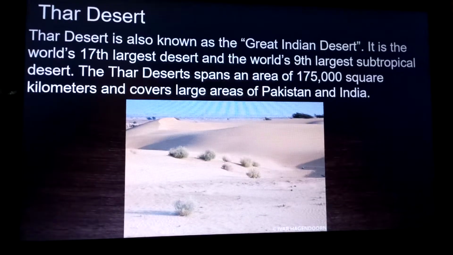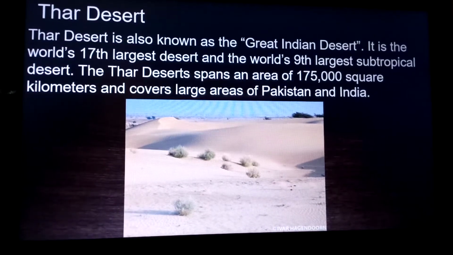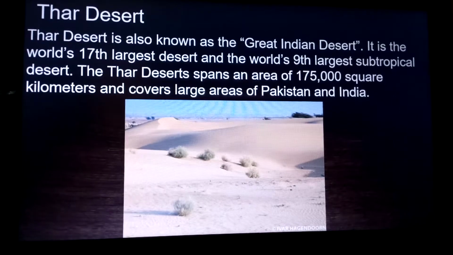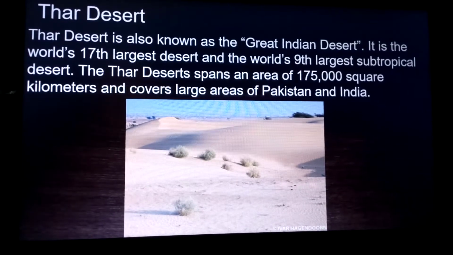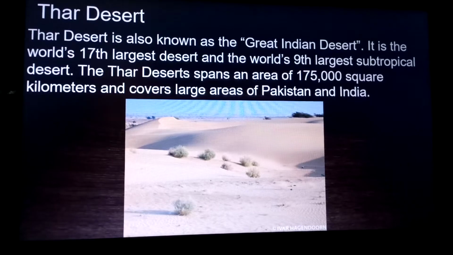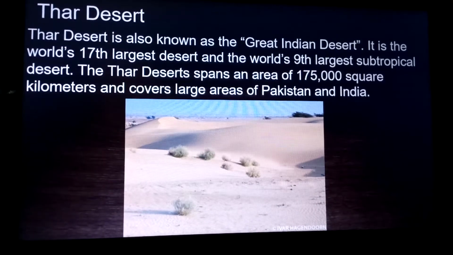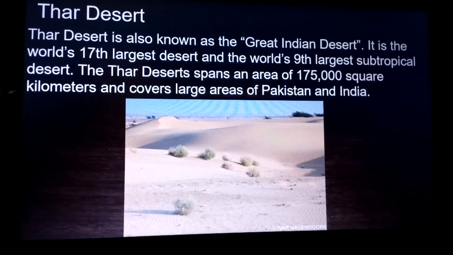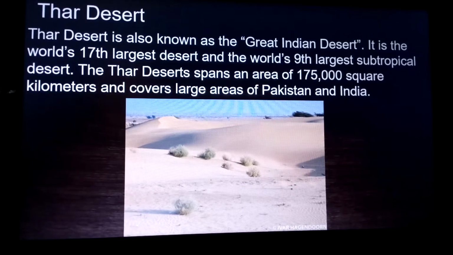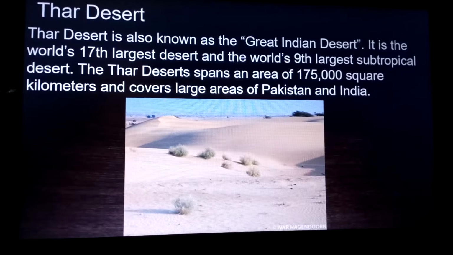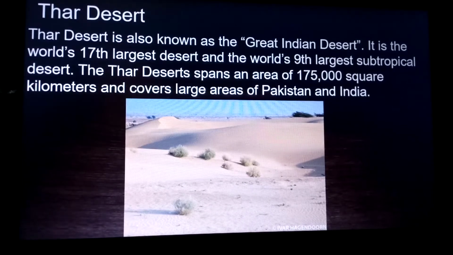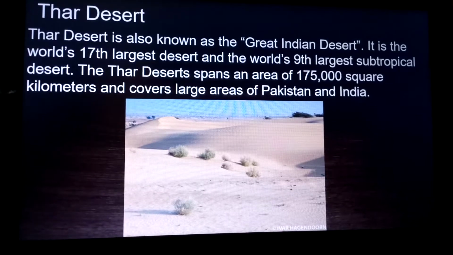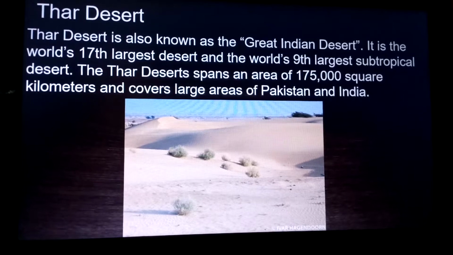The next desert is the Thar. Thar Desert is also known as the Great Indian Desert. It's the world's 17th largest desert and the world's 9th largest subtropical desert. The Thar Desert spans an area of 175,000 square kilometers. It also covers a large area of Indo-Pak. Thar is in Sindh.